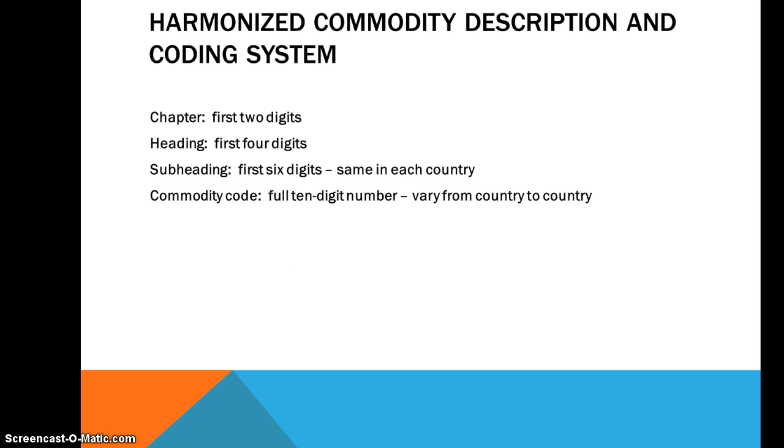The Harmonized Commodity Description and Coding System, also known as the International Harmonized Codes, is a way of standardizing product classifications across countries. For this reason, the subheading, the first full 6 digits, are the same in each country, while at the 10-digit level, there may be variations from country to country, depending on how precise a particular country wants to be on their commodity code for a given item.